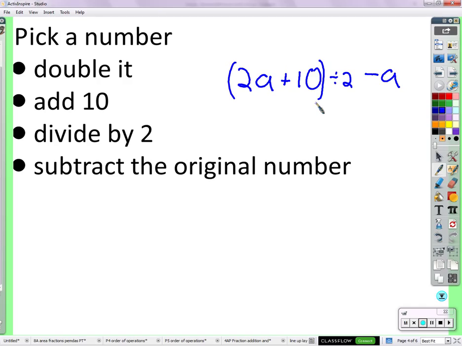So this bulleted list of steps that we take, we've recreated it in, what is this thing over here? Expression. What kind of expression? Algebraic expression, exactly. So this is an algebraic expression.